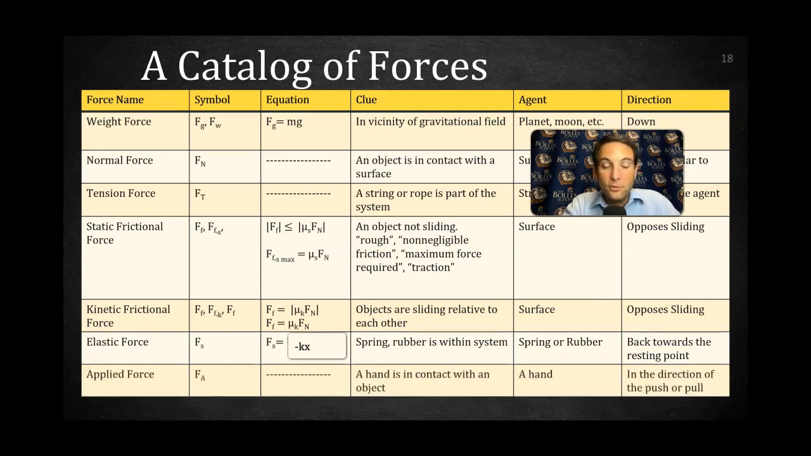We have our applied force, which is not used all that often. We use F sub A for that, and we're only going to use this if a hand is in contact with the object that we care about. So our agent will be a hand, and the direction will be in the direction of the push or the pull.